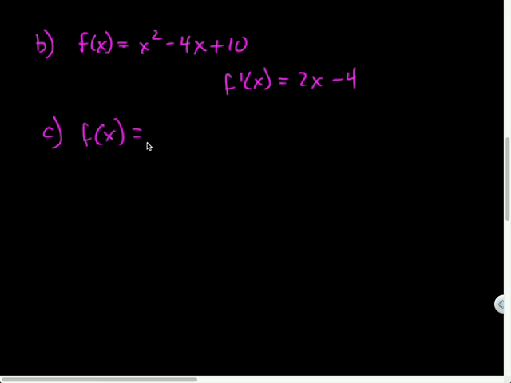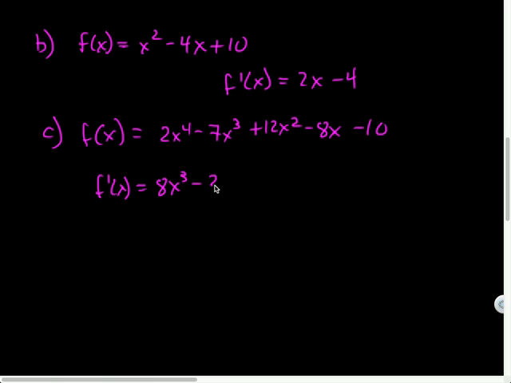What if the original function was this one? 2x to the fourth minus 7x cubed plus 12x squared minus 8x minus 10. The derivative is 8x to the third minus 21x squared plus 24x minus 8. So interesting stuff.